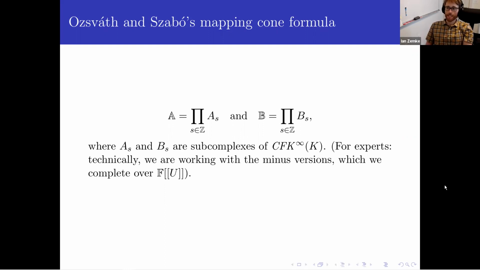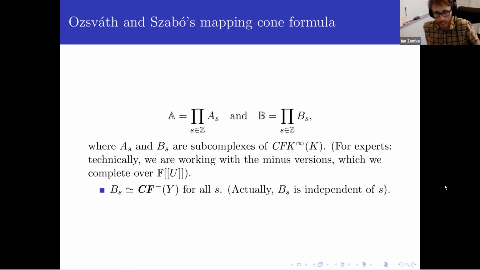But basically, unless you are an expert at trying to actually use the formula, you should just ignore all of that. It's basically just a product of all of these A's and a product of these B's. And actually, the B's are just totally independent of S. So it's a direct product over Z of Z copies of just one group. And the actual homology of that group is just CF minus of the underlying 3-manifold. There's no knot data in there. So for a knot in S3, each B is just homotopy equivalent to CF minus of S3. So you've taken Z copies of these.